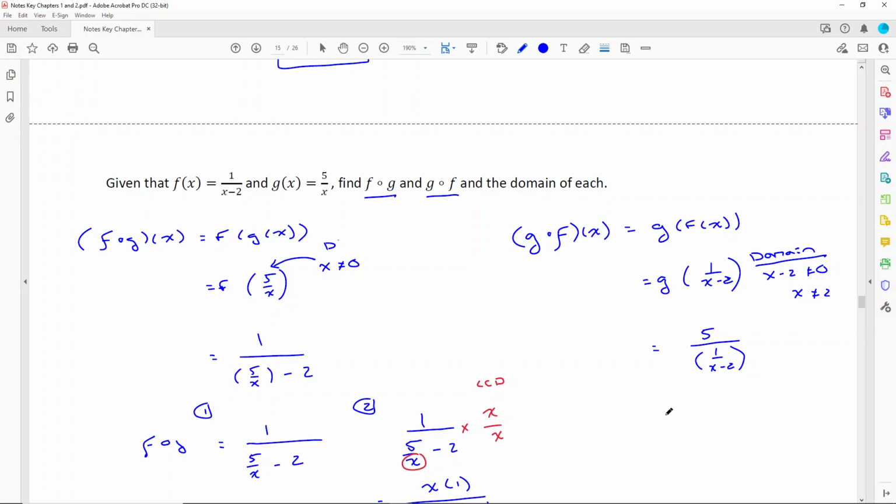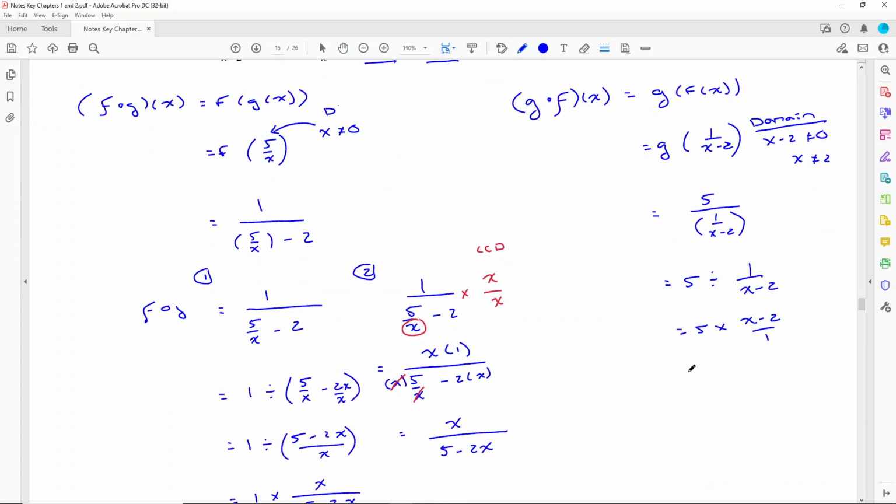Now this one you could multiply top and bottom by x minus 2 over x minus 2, but this one's set up perfectly to be like 5 divided by 1 over x minus 2. It's already a single fraction. So I'll go 5 times x minus 2 over 1, which leaves me with 5 times x minus 2, which is 5x minus 10.